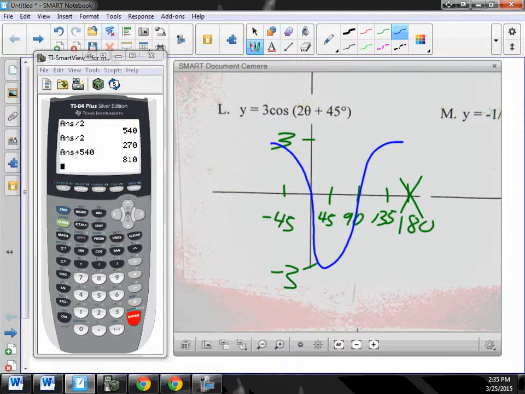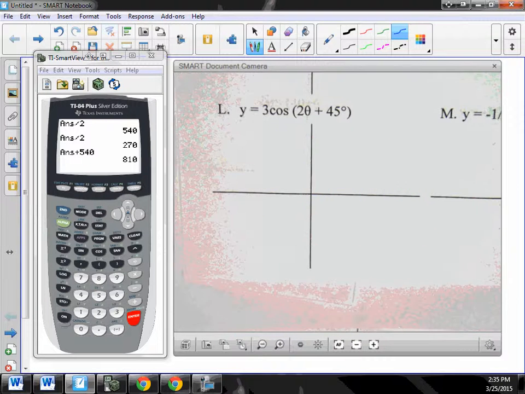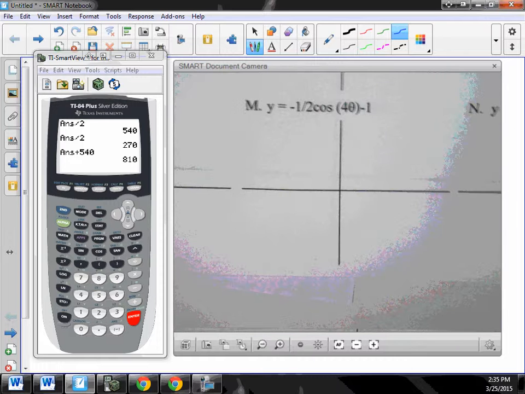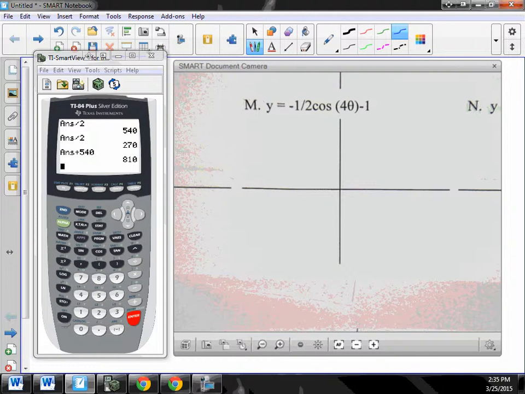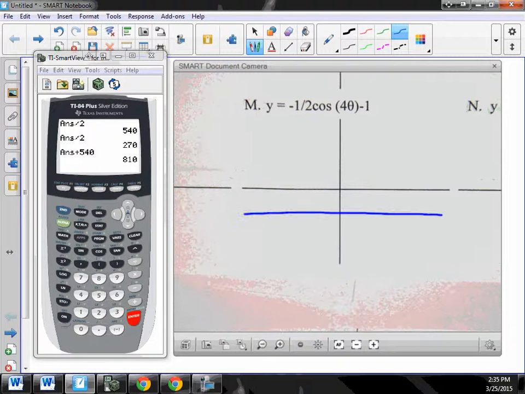Okay, letter M. What's going on here? Half as tall, upside down, down 1. If we travel 4 times faster, the period is 4 times shorter. So the period in this case is going to be 90. And I'm going to go down here to -1. That's my center line. My period ends at 90.